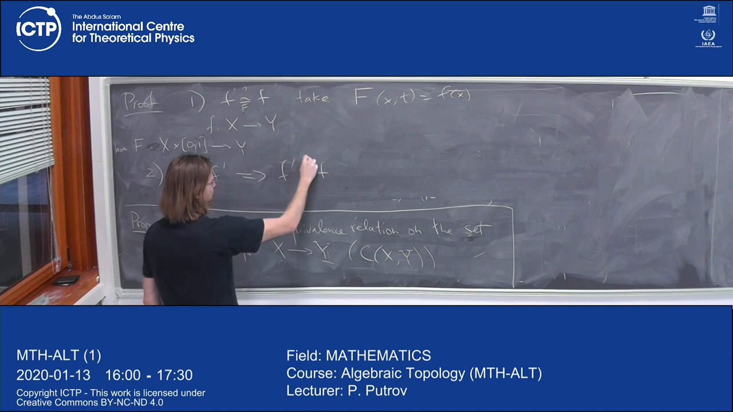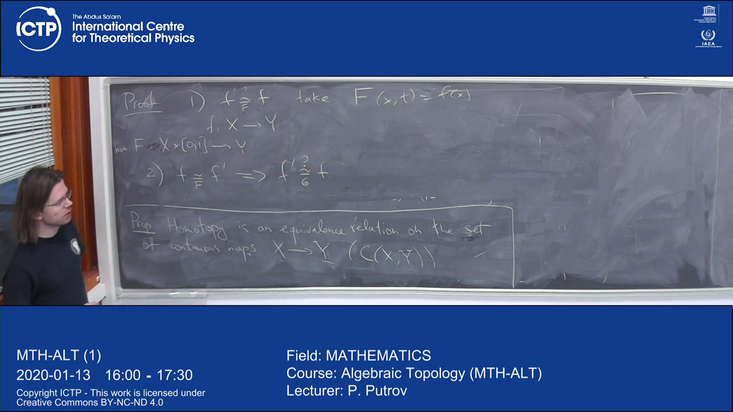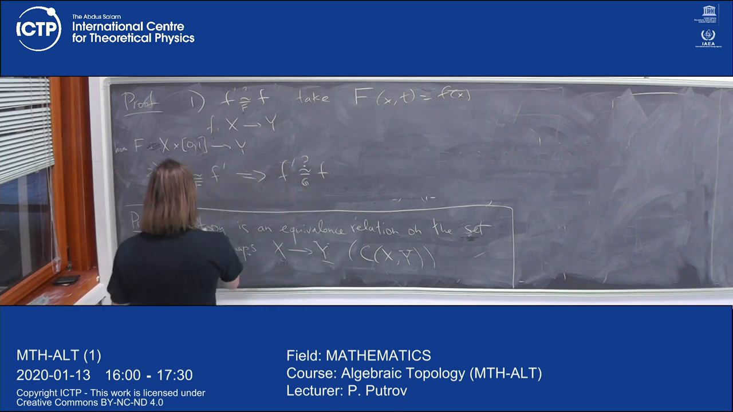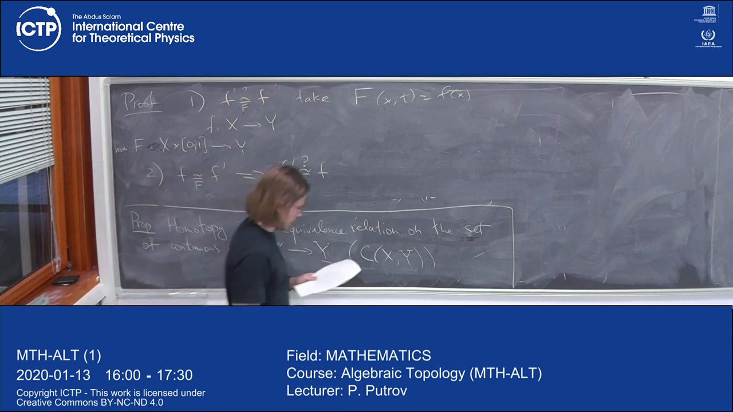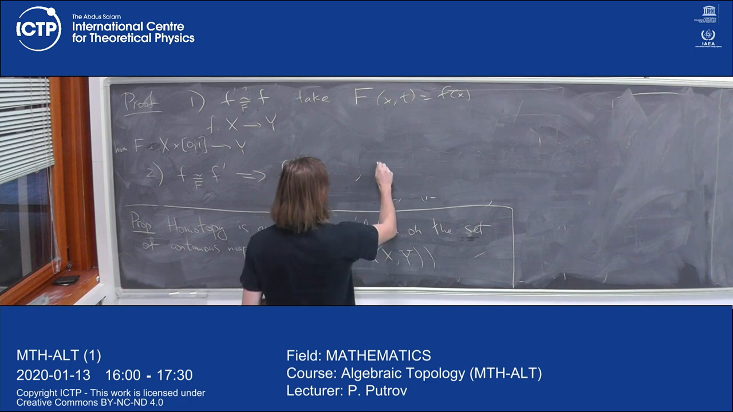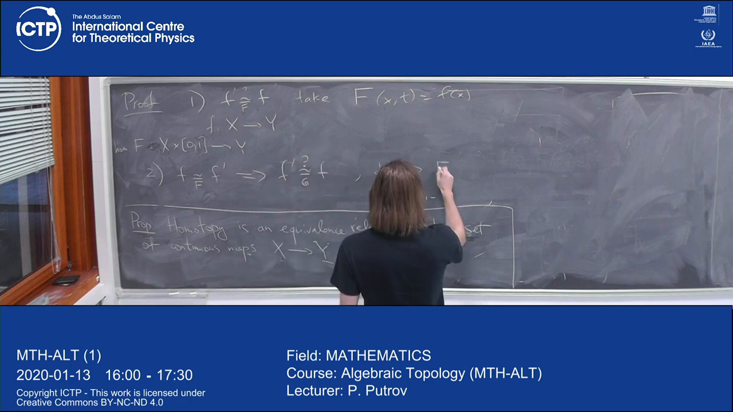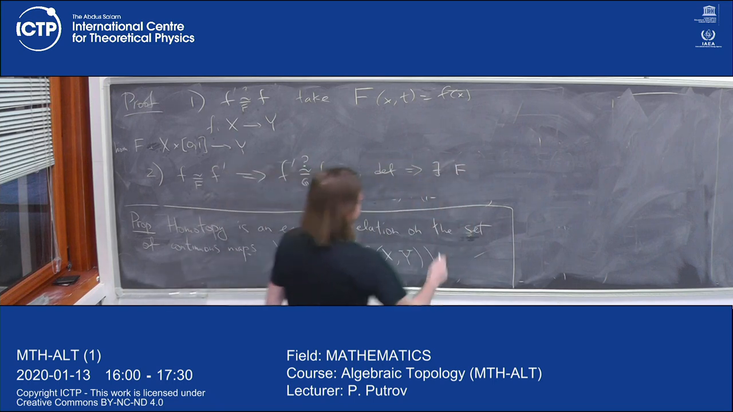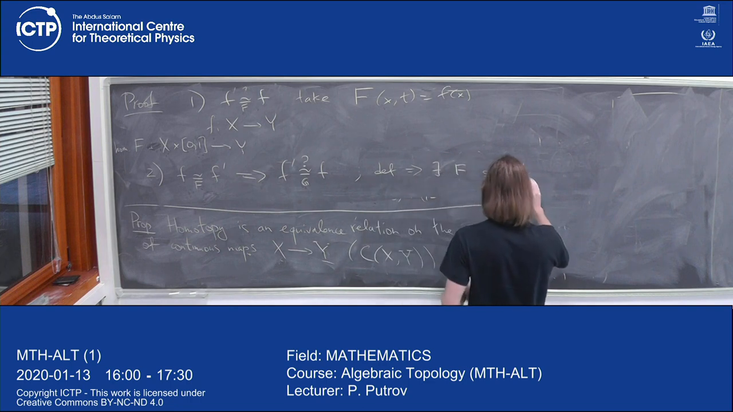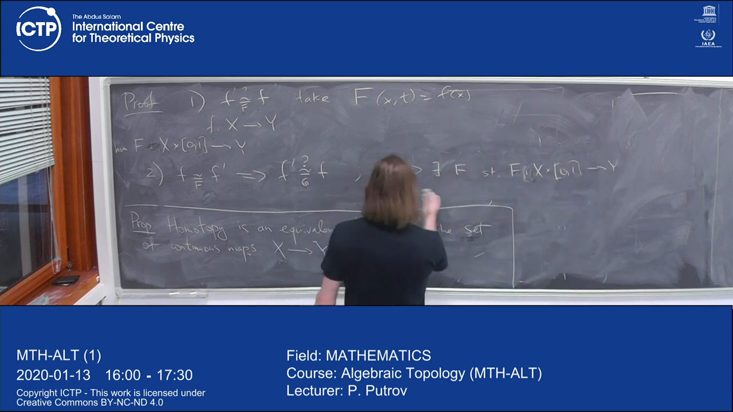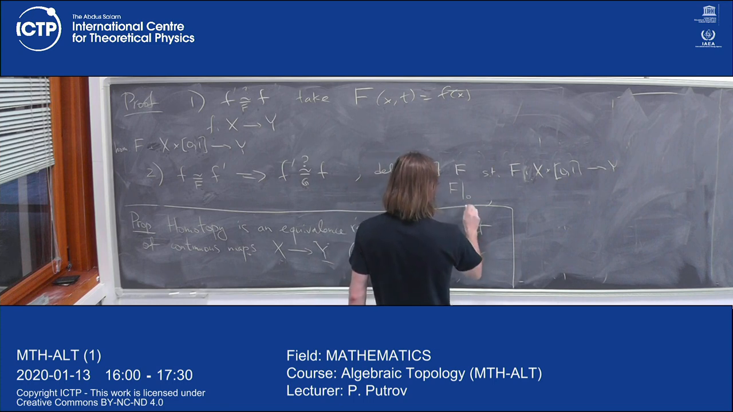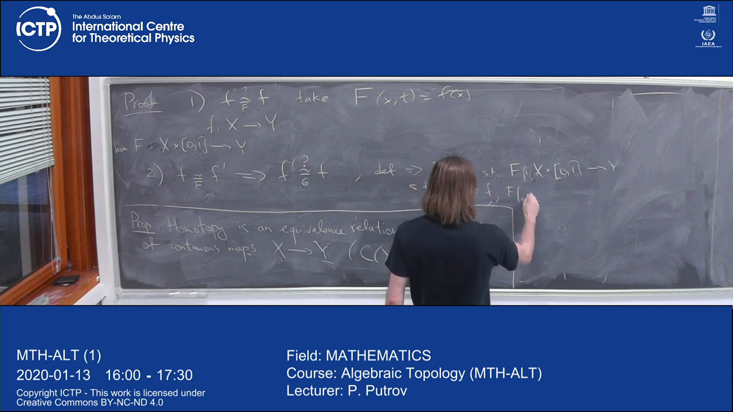with some homotopy G. So by definition, how do you prove this? By definition, there exists F such that F restricted to 0 is the same as f, and F restricted to 1 is the same as f prime.